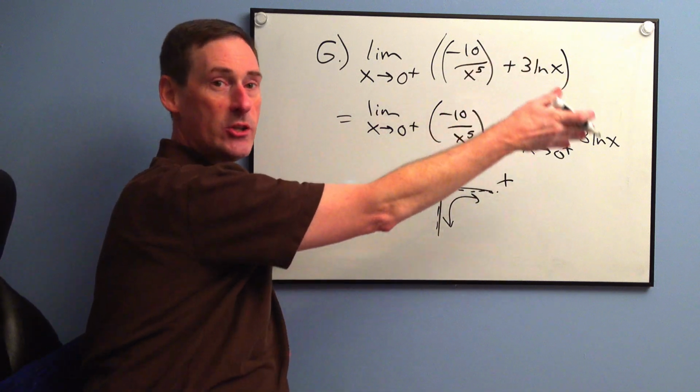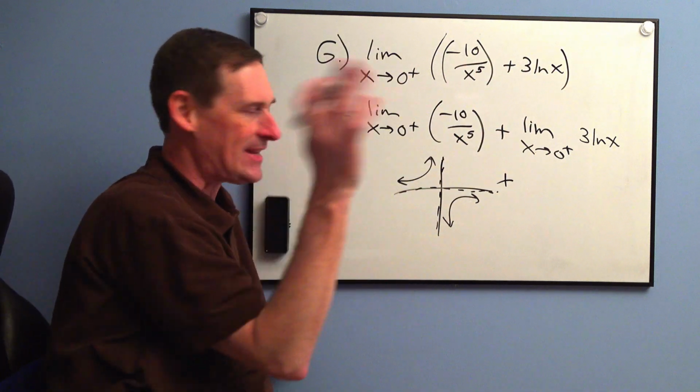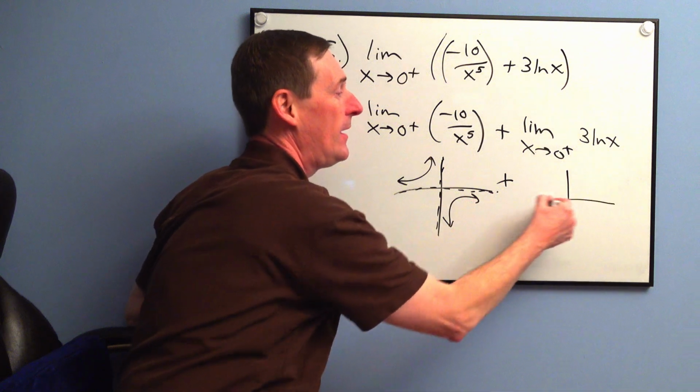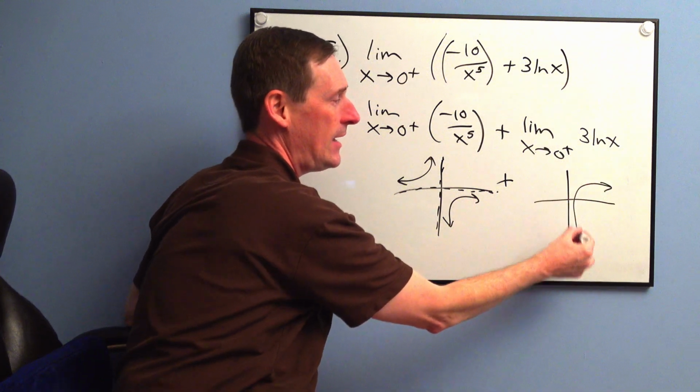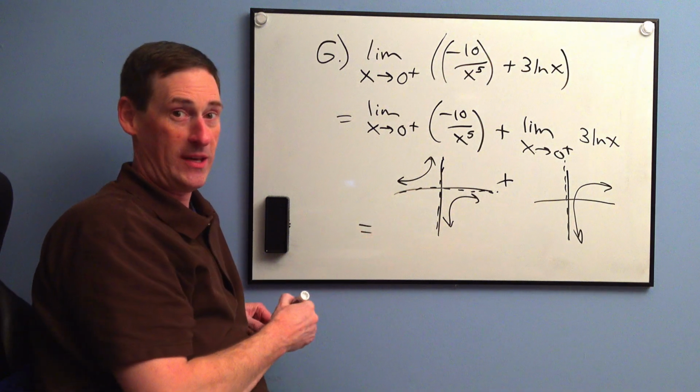Plus, and then I'll do this one. Oh, that's just that old tired 3 natural log of x. It's just a natural log of x graph. Who cares about the 3? It's just one of these things, and then the vertical asymptote. Okay, let's see if we can get the answer now.